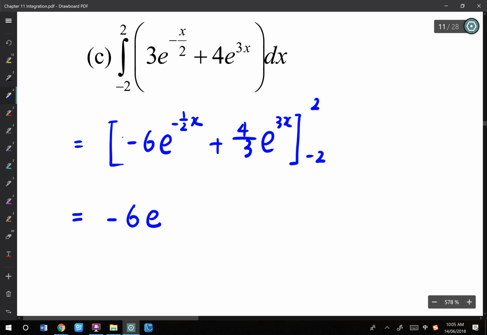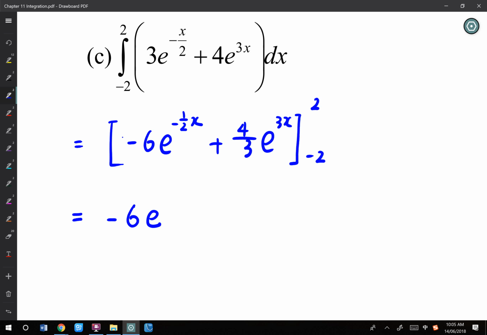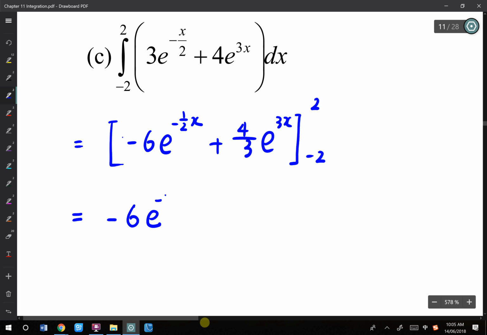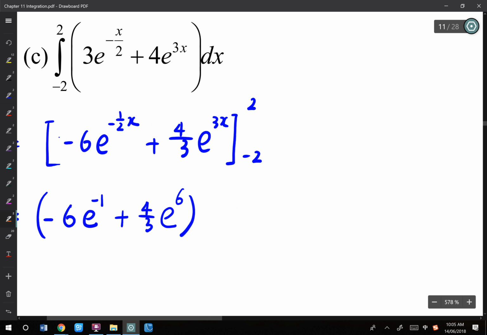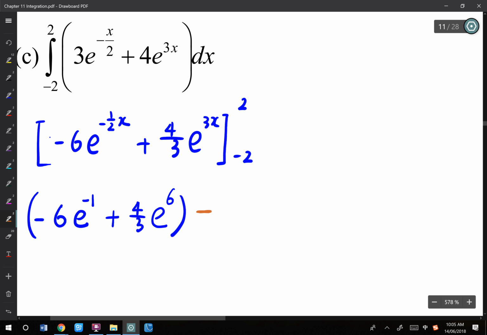Minus 6e, we sub 2 into the function first. What we have is minus 1 here, plus 4 over 3 e, you sub 2, you have 6e. But that's the first function, okay, that's the first substitution. And then your second substitution, you minus the second substitution.